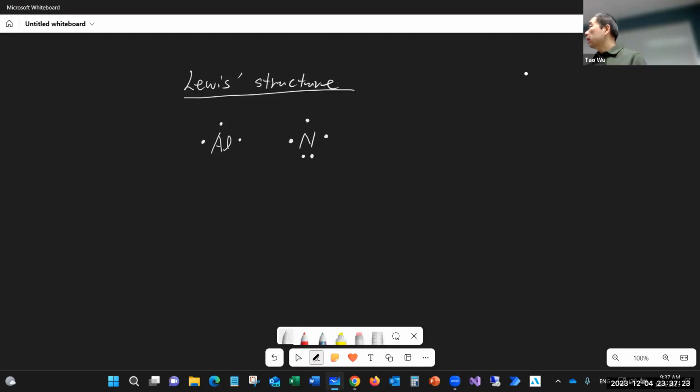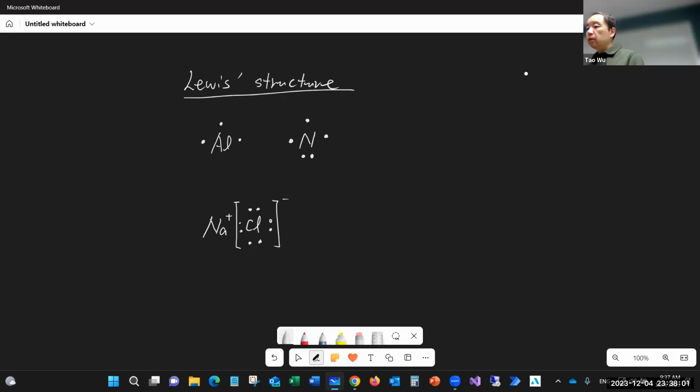Okay. For the ionic compound, again, an ionic compound is made by cations and anions. So when you write the Lewis structure, you need to write the charge of the particles, the cations and anions. So if you write sodium chloride, then you're going to write the sodium ion and the chloride ion. And then this is the Lewis structure for sodium chloride, right?